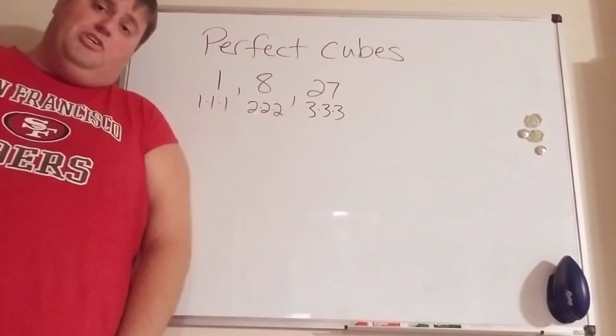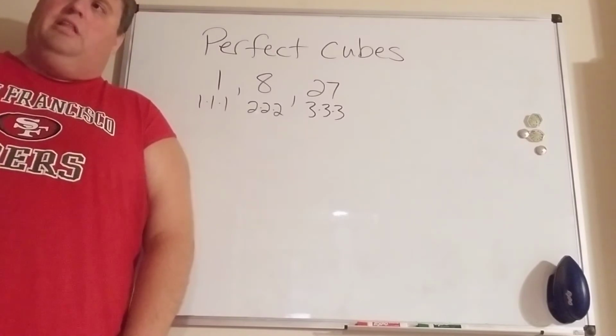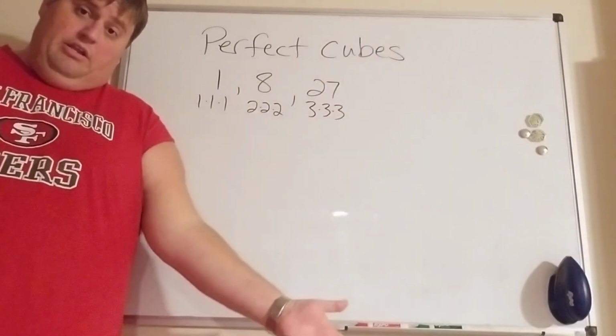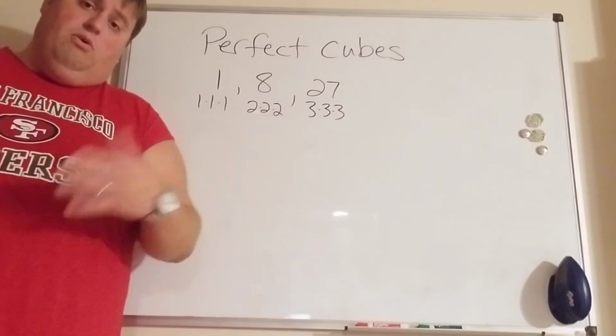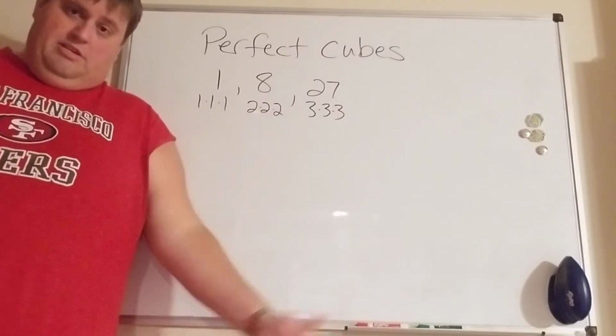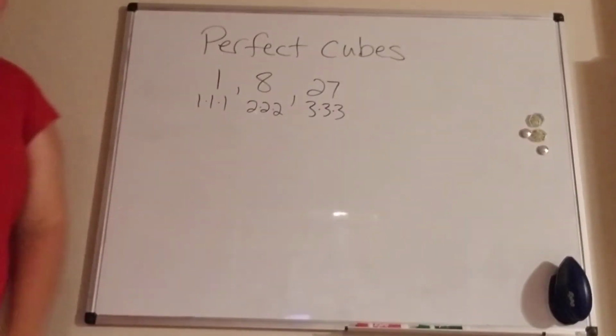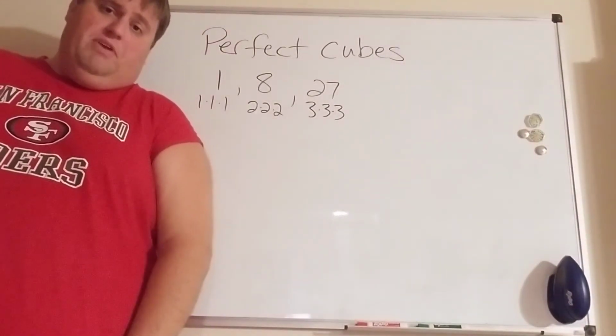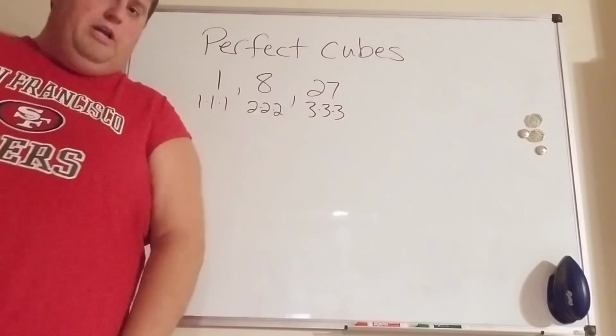So some of the questions on your test are going to say something like, describe this number as a perfect square, a perfect cube, or neither, or both, right? If we picked 1, 1 is a perfect square because 1 times 1 is 1. It's also a perfect cube because 1 times 1 times 1 is 1.